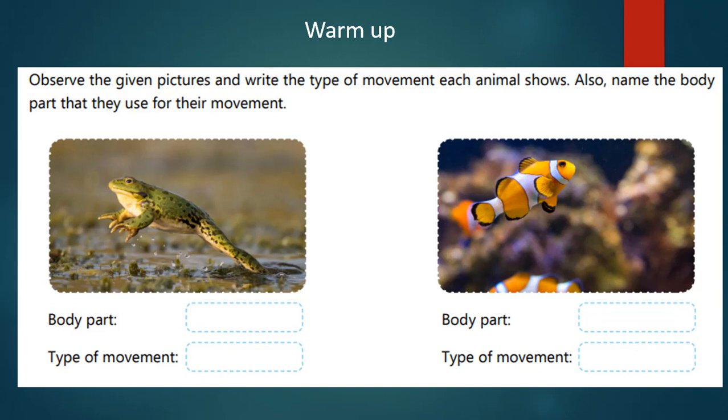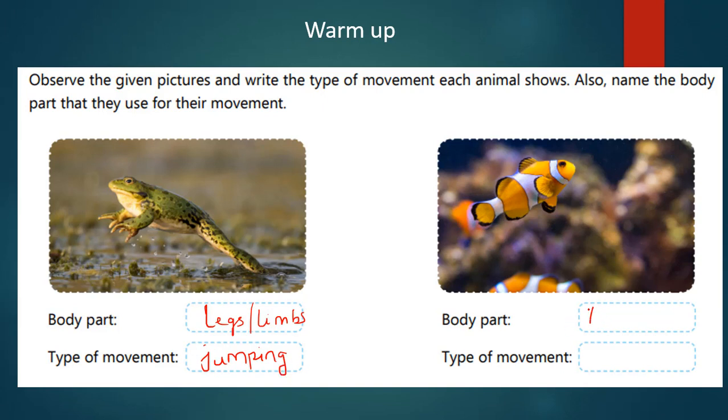Observe the given pictures and write the type of movement shown by each animal. Also name the body part that they use for movement. I give you 1 minute to do this. Okay, here the body part which is used is legs, or you can say limbs, and the type of movement, as you can see, is that the frog is jumping.